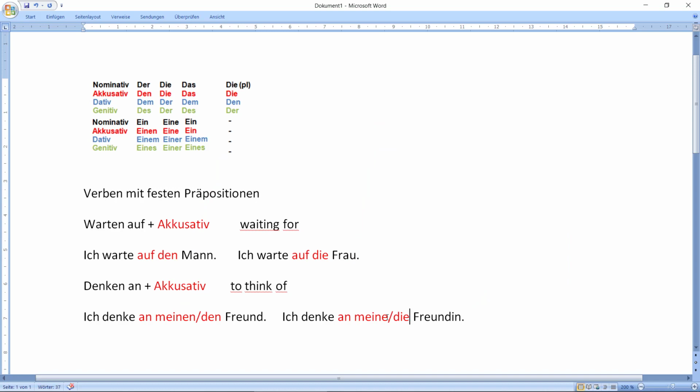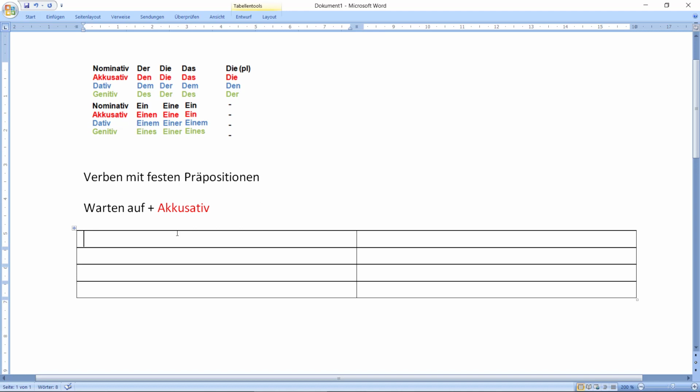It doesn't matter whether you take articles or pronouns, you always have to take accusative because this is the rule. Denken an plus accusative or warten auf plus accusative. How do you know if it is accusative or not? You cannot know it. You have to learn it. Next step, I show you how to make a sentence, how to make a question. So how to ask with this verb.